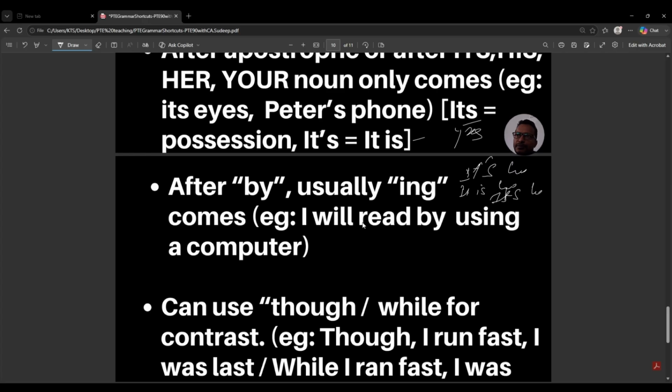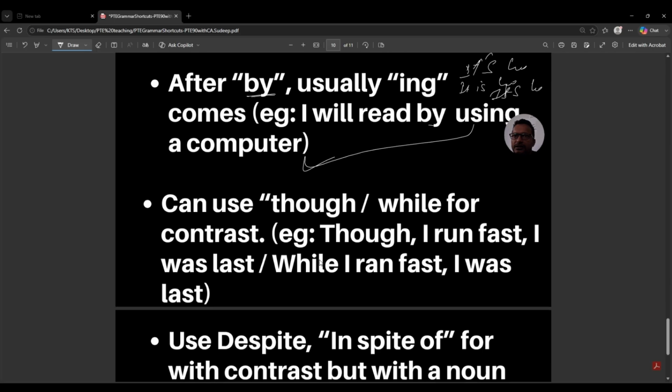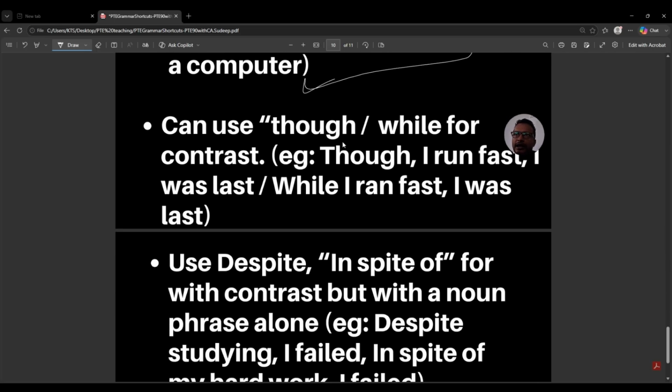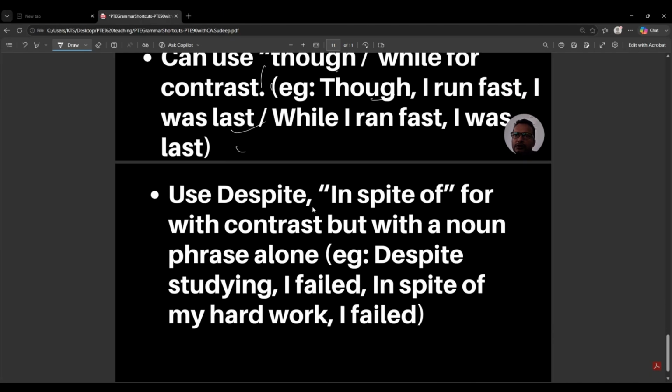Okay. After by, use ing, generally. So by is showing the mode or medium of doing things. I will read by using a computer. See, by using, so it's something you are using. You can use though or while for contrast, like even though I ran fast, I was late. While I ran fast, I was late. So though and while you can use for contrast.